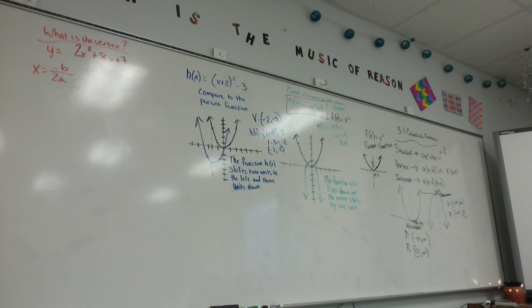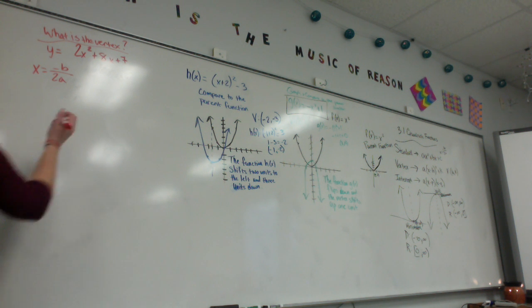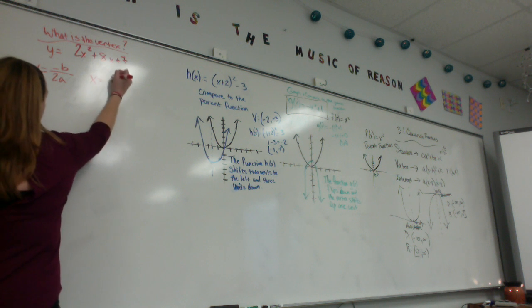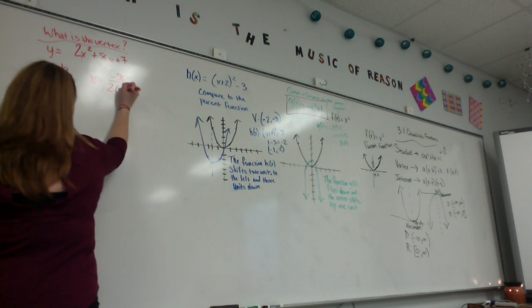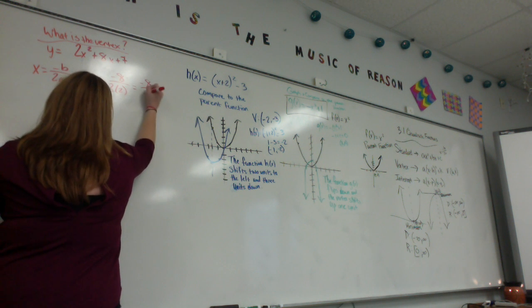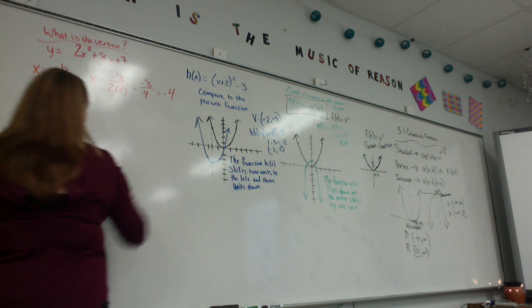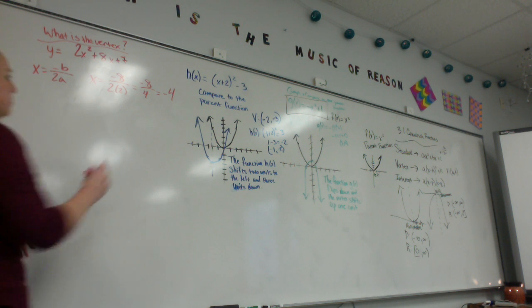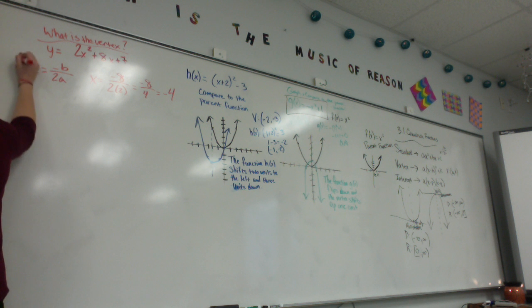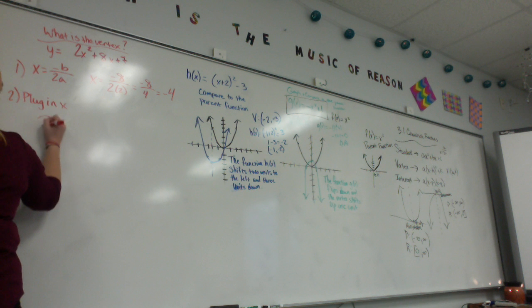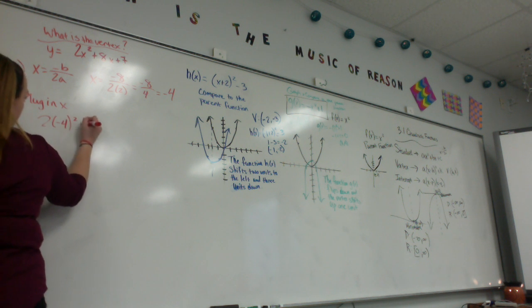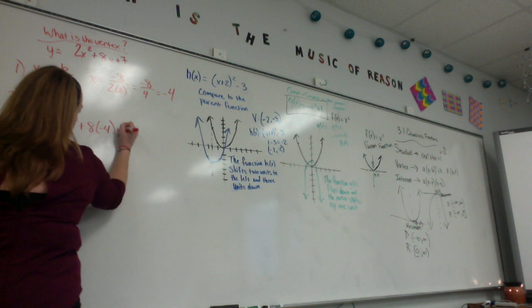What is your b? Yeah, 8. So I'm going to take the opposite of it, which is negative 8. So I'm going to say x equals negative 8 over 2. And what's your a? 2. So I get negative 8 over 4, which gives me negative 2. To get the rest of my vertex, I must plug this in. So I'm going to say 2 times negative 2 squared plus 8 times negative 2 plus 7.